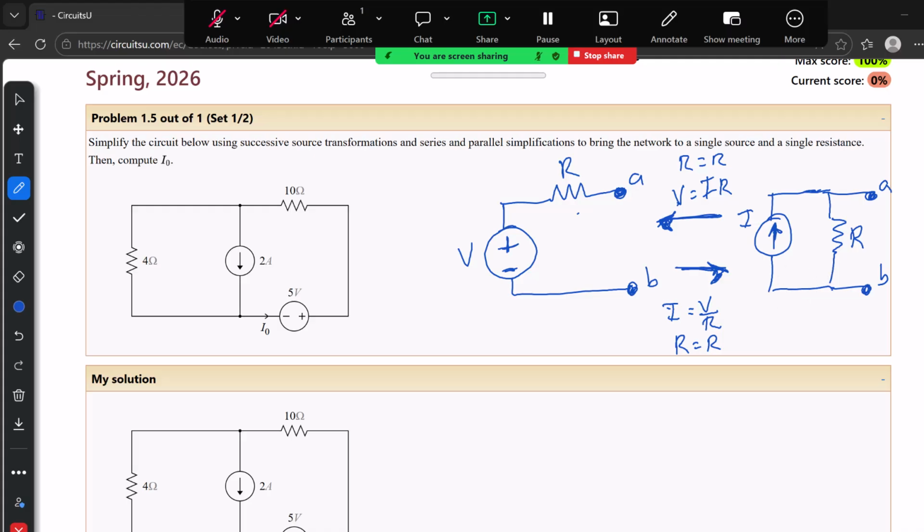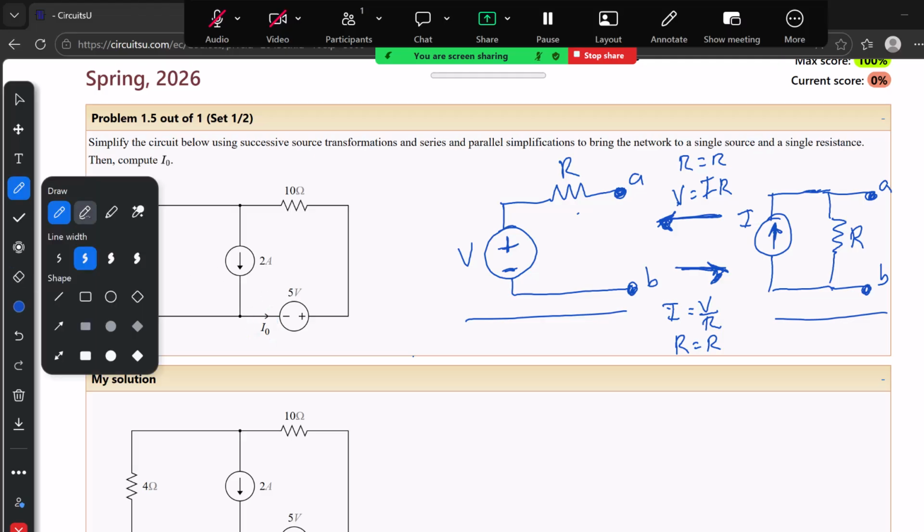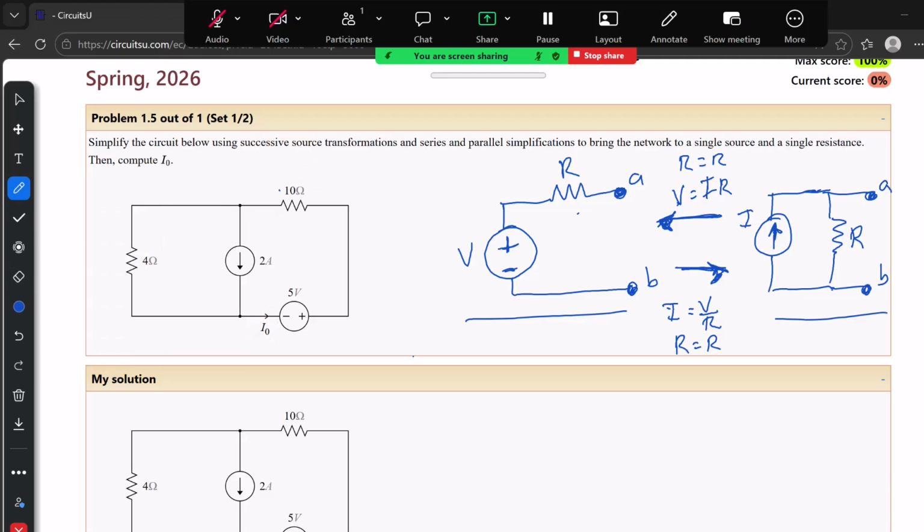So in this case, it says to simplify using successive source transformations and parallel simplifications to bring the network to a single source and a single resistance and compute I/O. Okay, so first things first is to find any of these forms in our circuit so that it can be simplified. So in our case, this is I/O, and we know that the current in a series circuit will remain the same. So that gives us a hint onto how we can simplify the circuit more.